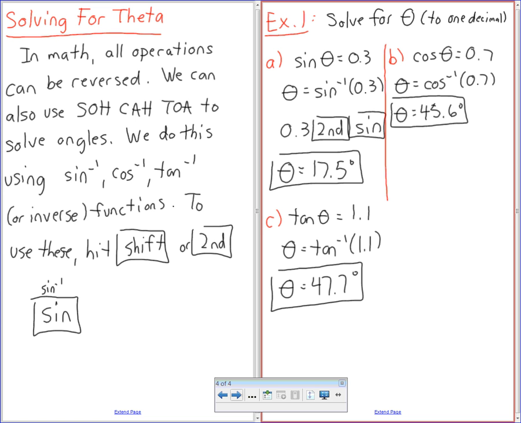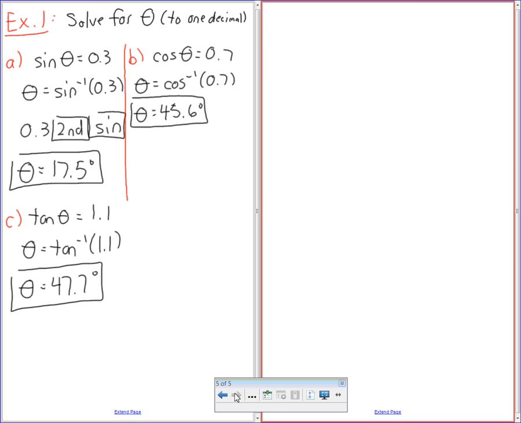Good? Okay, I'm going to do 3 more examples on the next board, D, E, and F. I want you to try these out and see how they go, and then move on to triangles, okay? We'll say sine of theta equals 1.2, cos of theta equals 0.5, and tan of theta equals 1. Round off to one decimal place if you'd be so kind.